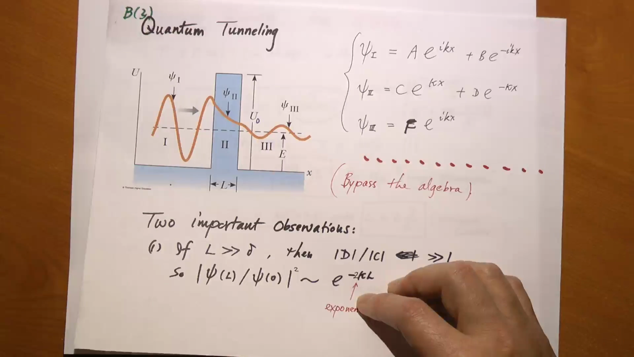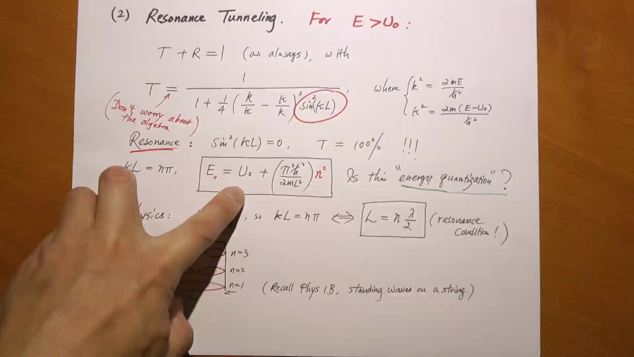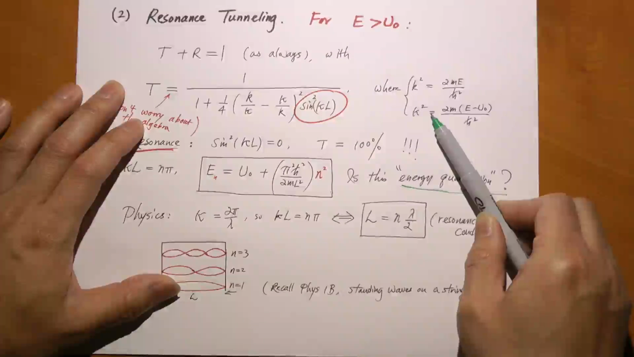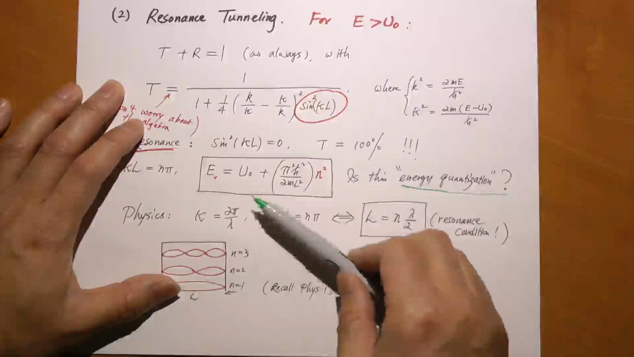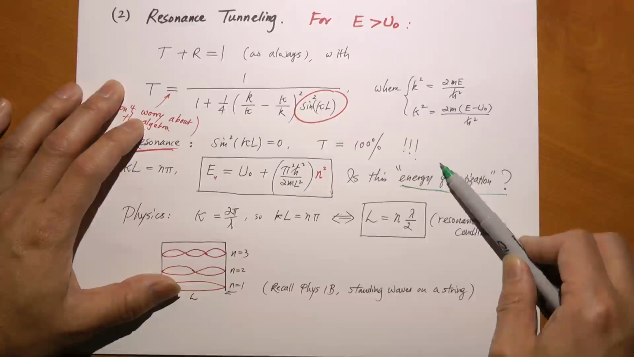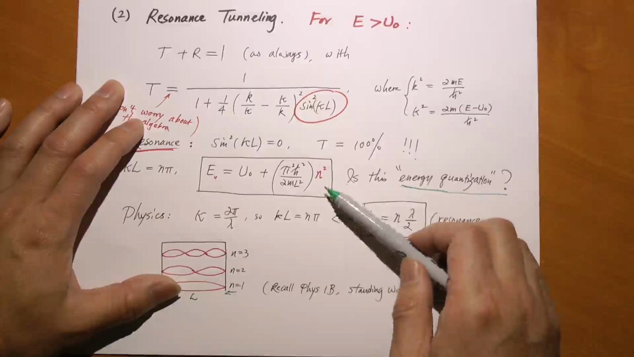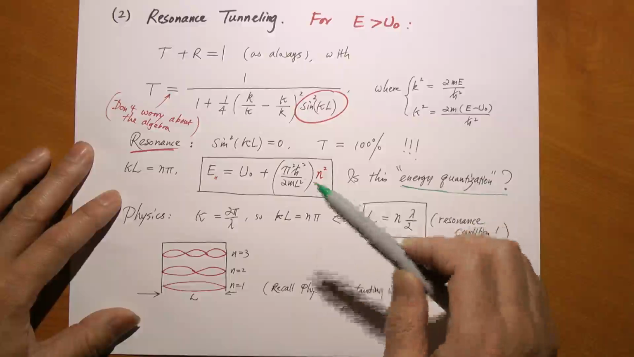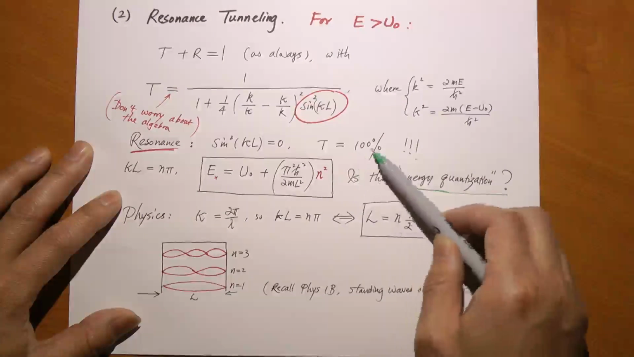But if the energy of the particle happens to satisfy this, is one of those values, then something miraculous happens. The particle will make its way through the barrier as if the barrier does not exist. Keeps on going. Eventually, 100% of the particles go through. No chance for the particle to get reflected. So this is the condition for resonance tunneling. It doesn't mean you have to have this energy. All it means is that if you did have this energy, the tunneling will be 100% efficient.